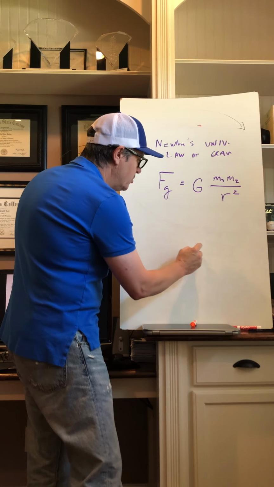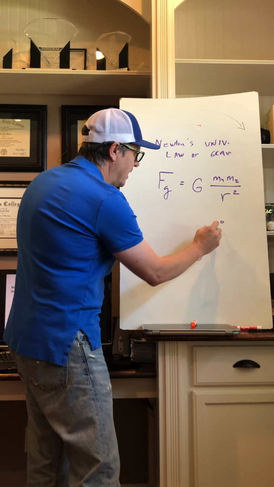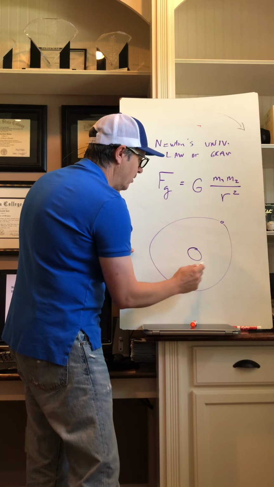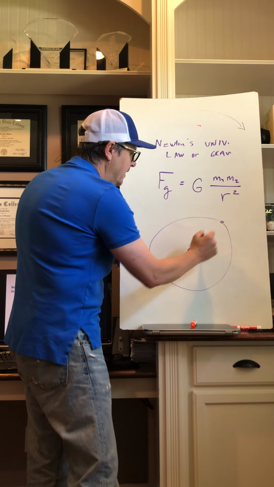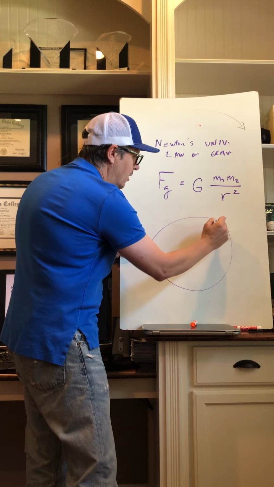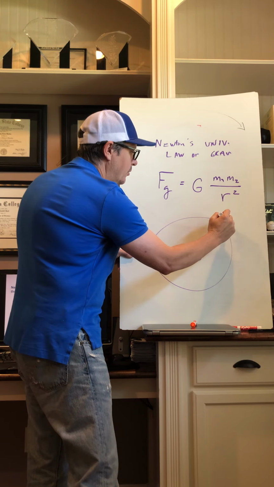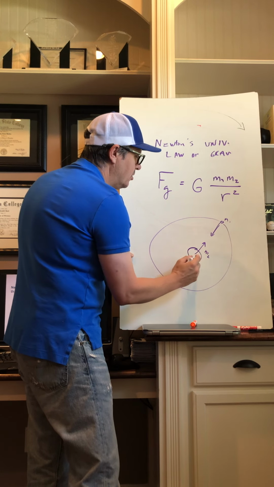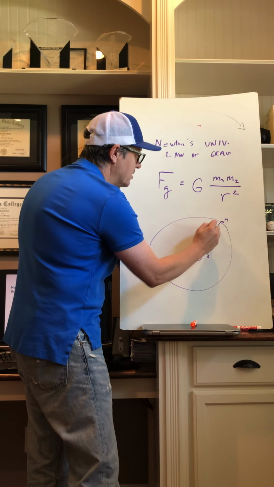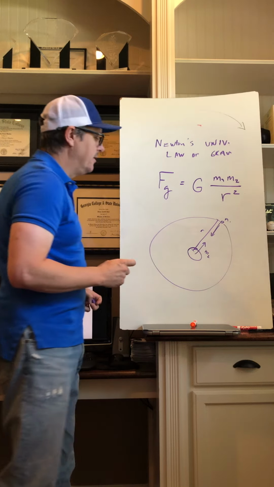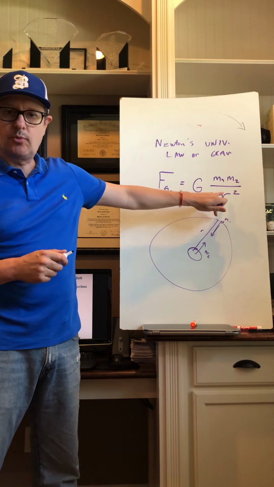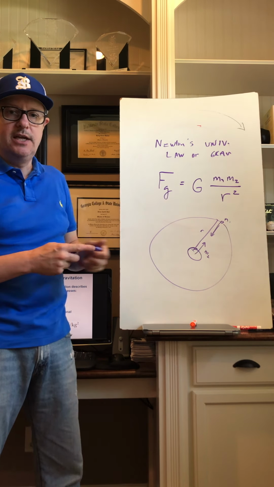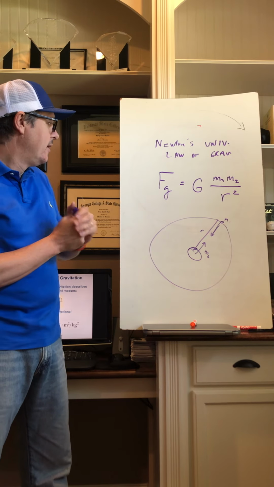So we'll use the earth and the moon for example again. The moon's orbiting around the earth like this. The earth is pulling on the moon. We'll call the moon M1. The moon is pulling on the earth. We'll call that M2. And the radius would be the distance between the earth and the moon. But the way it's derived, it's r squared. It's not just the radius, it's r squared.